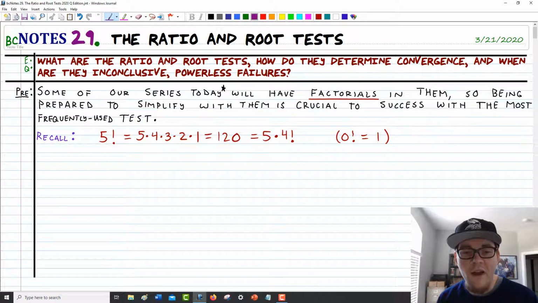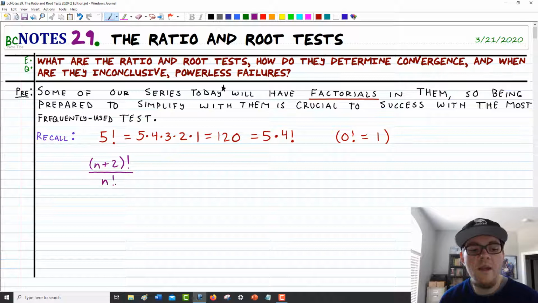We're not just going to tell you to do 5 factorial. Instead, we're going to see all sorts of expressions that involve ratios of factorials. So here, one such ratio might be this. You might be asked to simplify, or probably just work with, and then simplify the expression (n plus 2) factorial over n factorial.